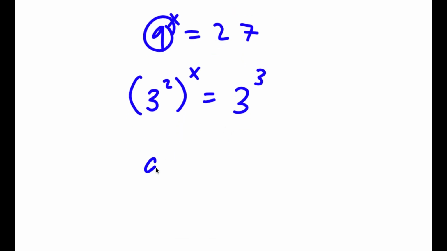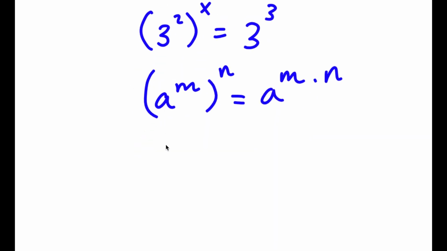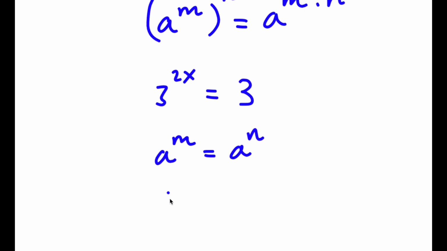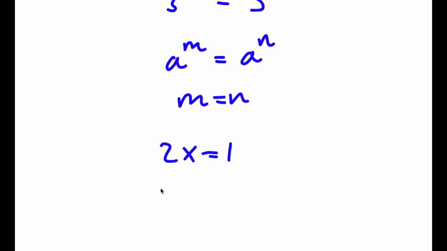And if I have something in the form a to the power of m to the power of n, this is equal to a to the power of m times n. So 3 to the power of 2 to the power of x, that's going to equal 3 to the power of 2x, which is equal to 3. And if I have something in the form a to the power of m is equal to a to the power of n, this means that m is equal to n. So in this case, n is 1. So I have 2x is equal to 1, meaning x is equal to 1/2.